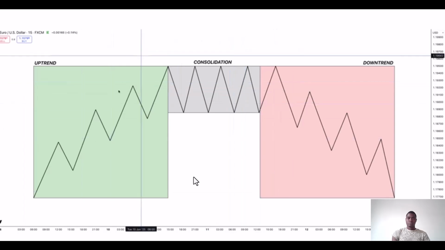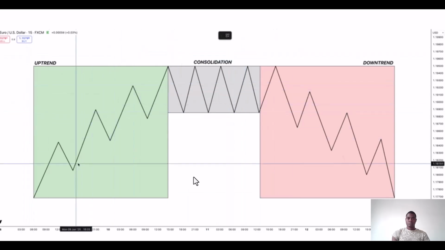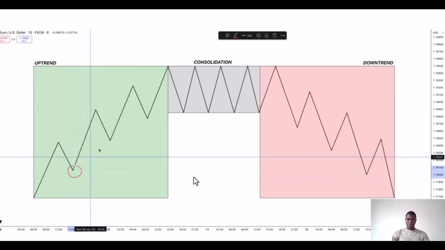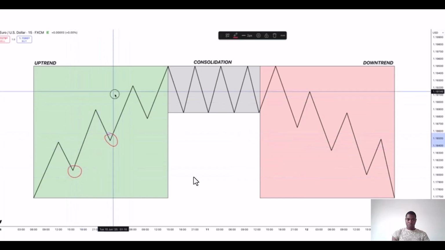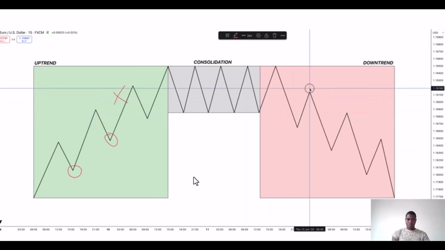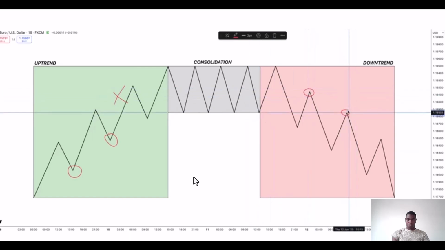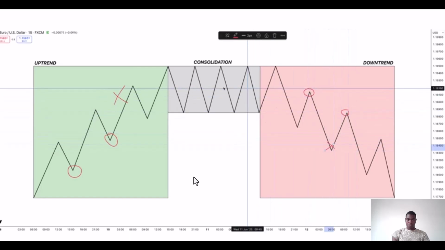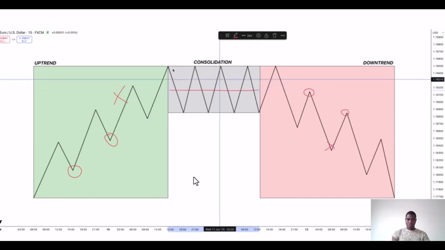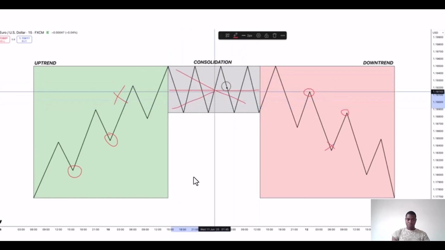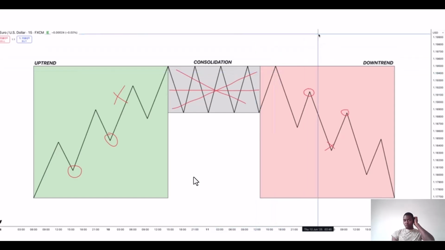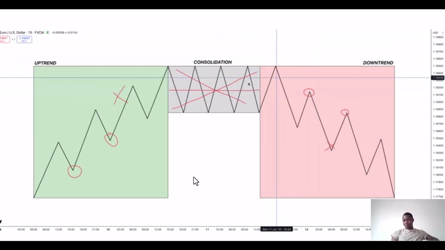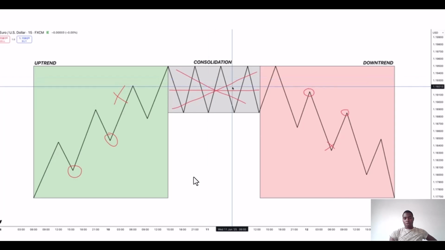These 3 phases are the phases in which we are trading. We are going to buy during uptrends, and we are not going to sell. We are going to sell during downtrends, and we are not going to buy. And when it comes to consolidations, we are pretty much just going to avoid these. We don't really want to trade consolidations because there's no clear direction as to whether the market is likely to go up or go down.